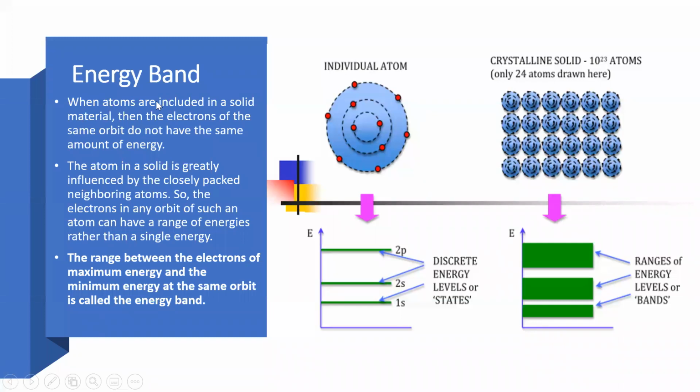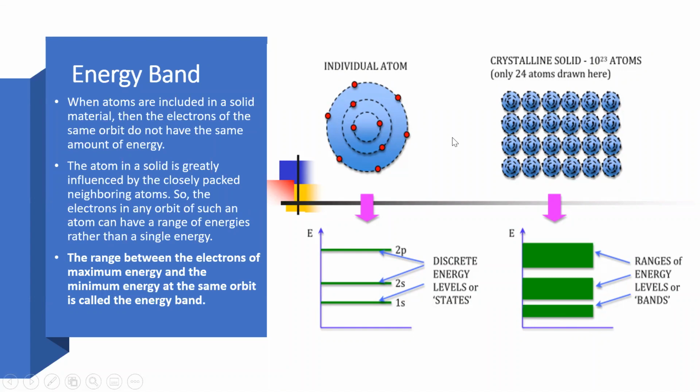Okay, let us read this. When atoms are included in a solid material, the electrons of the same orbit do not have the same amount of energy. Why? The atom in a solid is greatly influenced by the closely packed neighboring atoms. So the electrons in any orbit of such an atom can have a range of energies rather than a single energy. The range between the electrons of maximum energy and minimum energy at the same orbit is called the energy band. If you look here, this is the maximum energy that an electron in that range can have, the uppermost, and this is the least energy that an electron in the first state or first energy level can have. So this range is called the energy band.